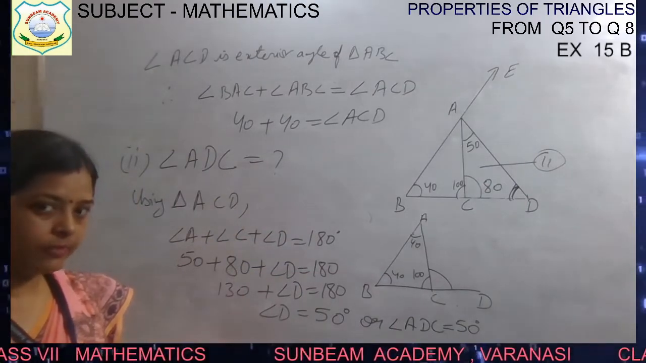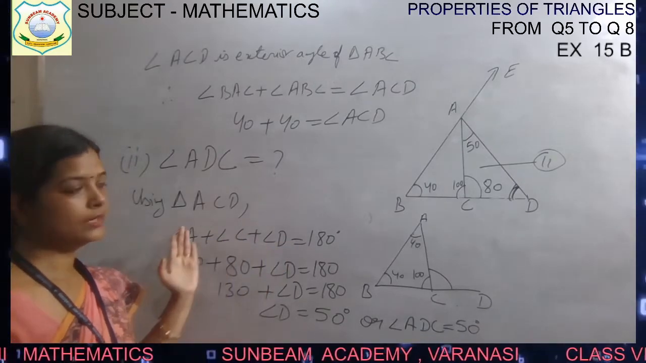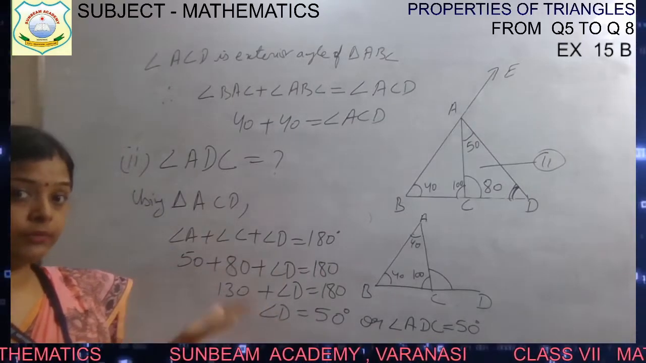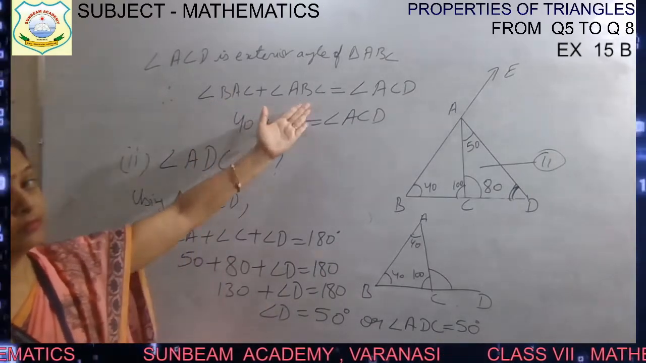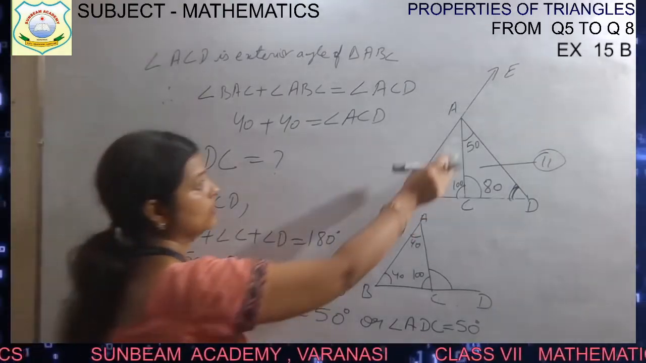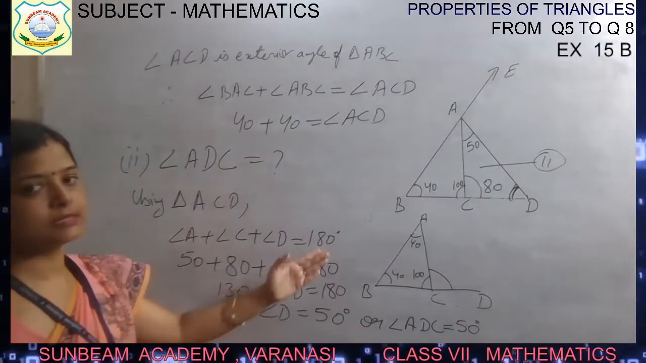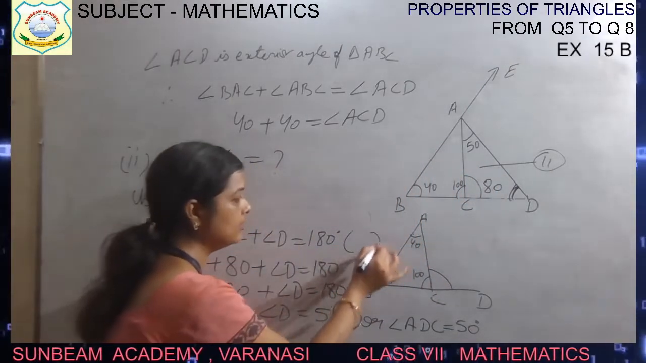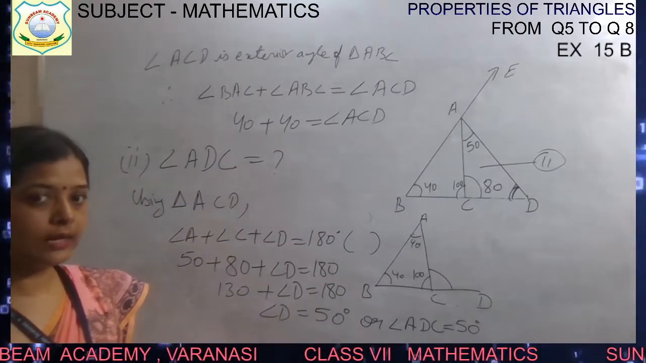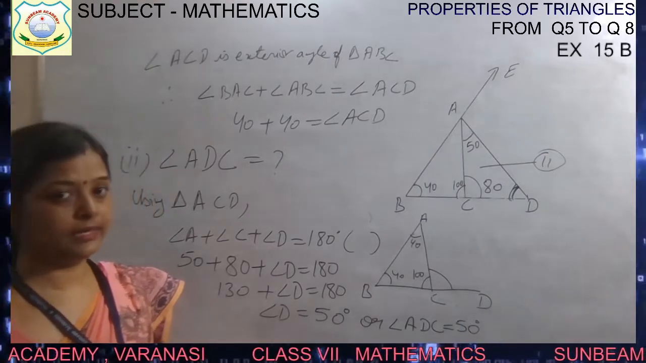In this way we can find it. If you are using a triangle, you can write it directly. But if you are using the whole diagram, then you have to mention fully which angle you are writing. That's why I have mentioned that in triangle ACD, I have picked only A, C and D. So angle A plus angle C plus angle D is equal to 180. Write the reason. What is the reason? Angle sum property of triangle. The sum of all three angles of any triangle is 180.